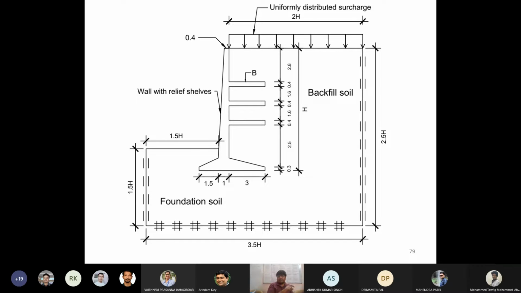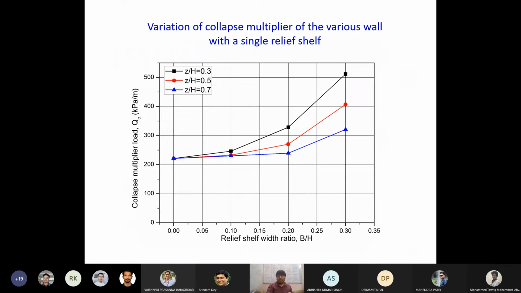and we have monitored this collapse surcharge for the case of without relief shelf and with relief shelf, and the ratio of these has been introduced as a stability number, okay. So once I discuss it, it will be more clear to you. The collapse multiplier load, again briefing this thing, is the load at which this particular wall is getting failed, okay. For various combinations of position of relief shelf as well as width of relief shelf, what we noted down is that as we keep increasing the width of relief shelf, this collapse surcharge keeps on increasing, okay.